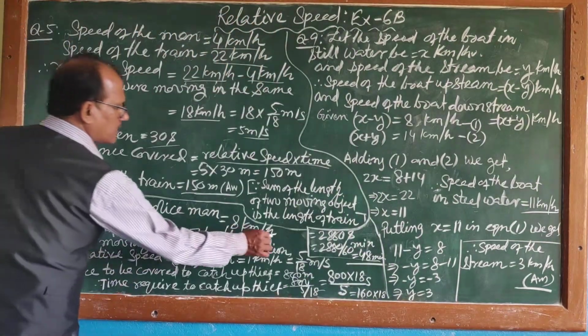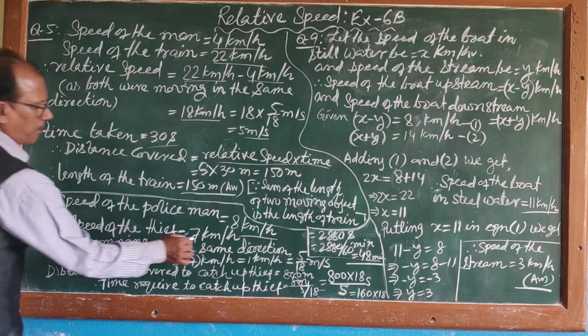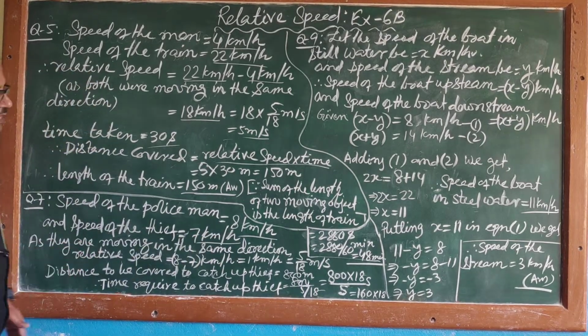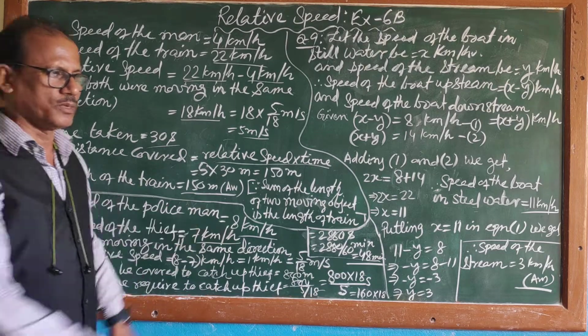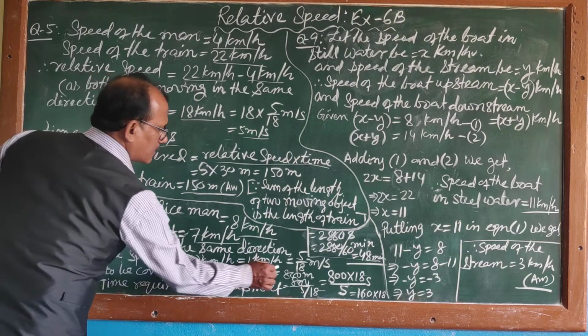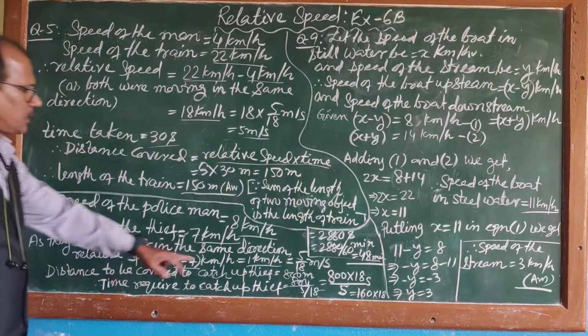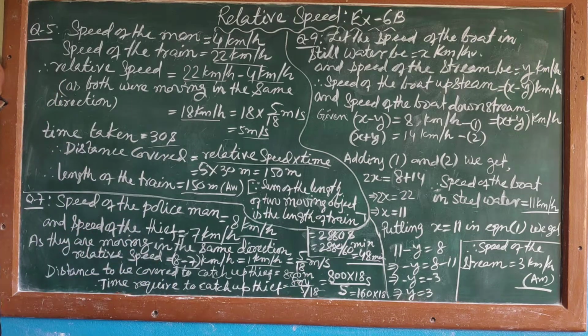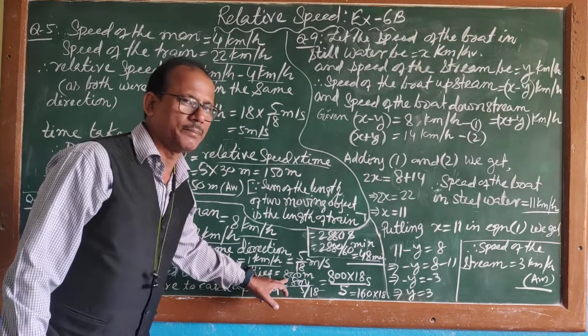The speed of the policeman is 8 km per hour and the speed of the man is 7 km per hour. As they are moving in the same direction, chasing in the same direction, it will be 8 minus 7, which is 1 km per hour. 1 km per hour is equal to 5 by 18 meter per second. Do you agree with me? Yes, it is. Now, the distance to be covered is given as 800 meters.